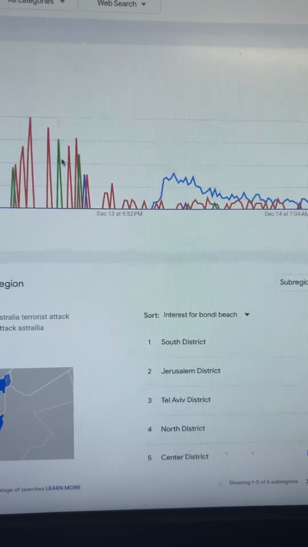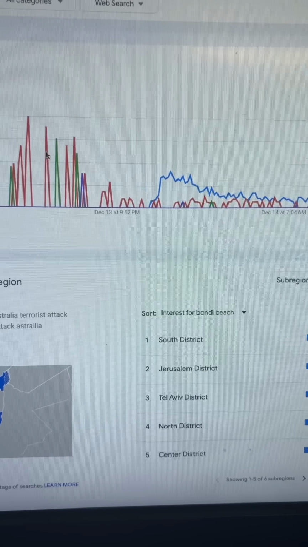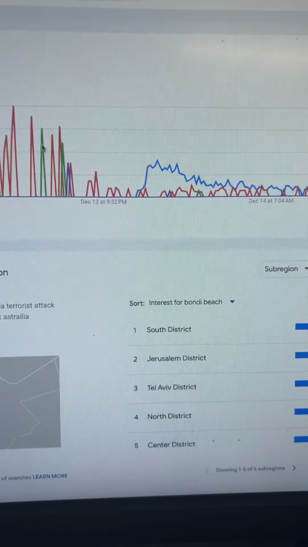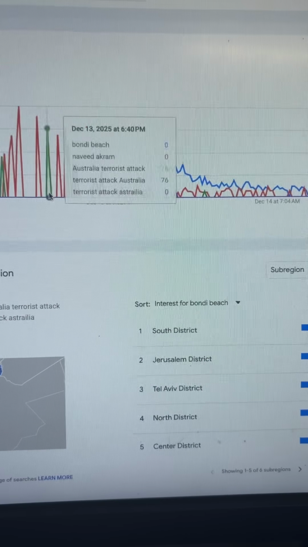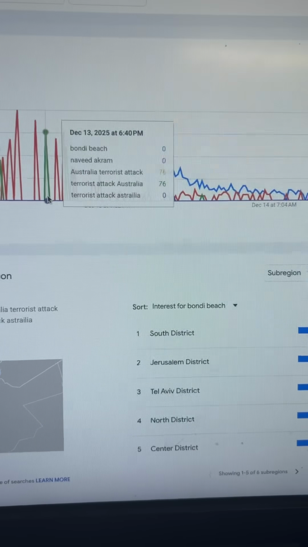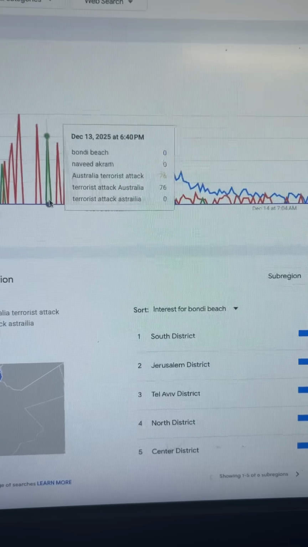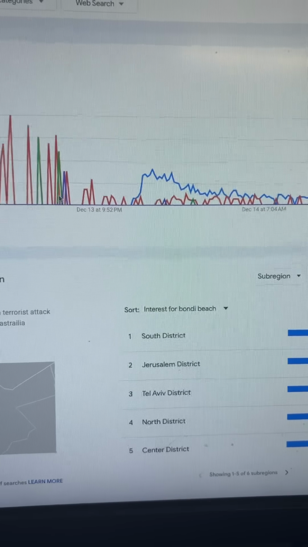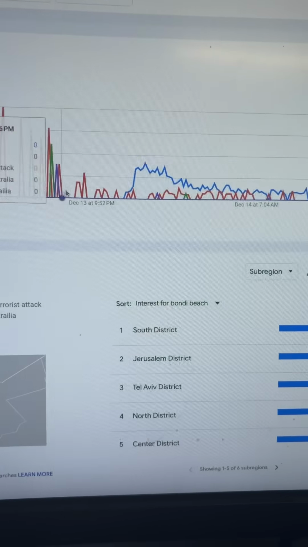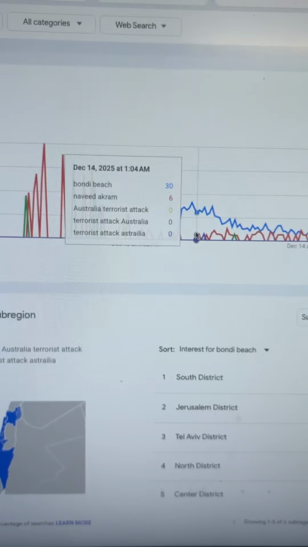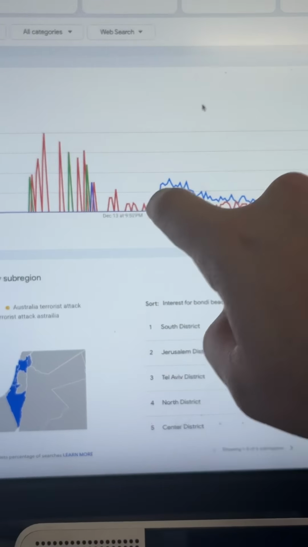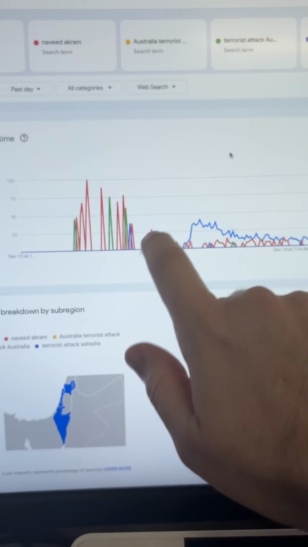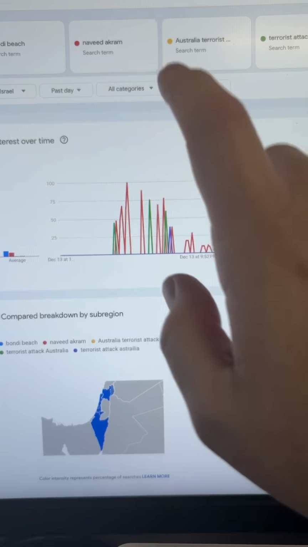Okay, and like, dude, this is insane. You're seeing these search terms, Australia terrorist attack Australia and Australia terrorist attack searched 76 times, both at hours before this attack happened. All these terms were searched before the spike. Do you see the spike? When the actual attack happened, all of this was searched in Israel before.